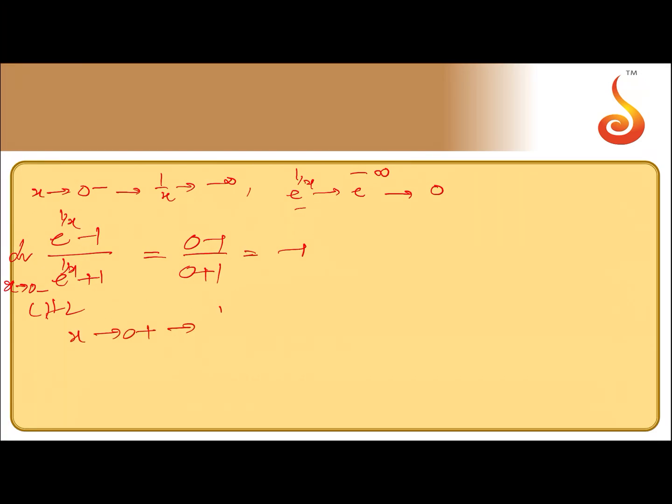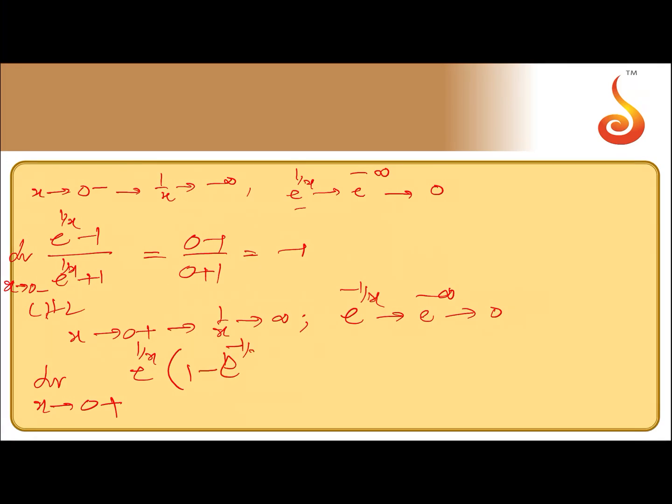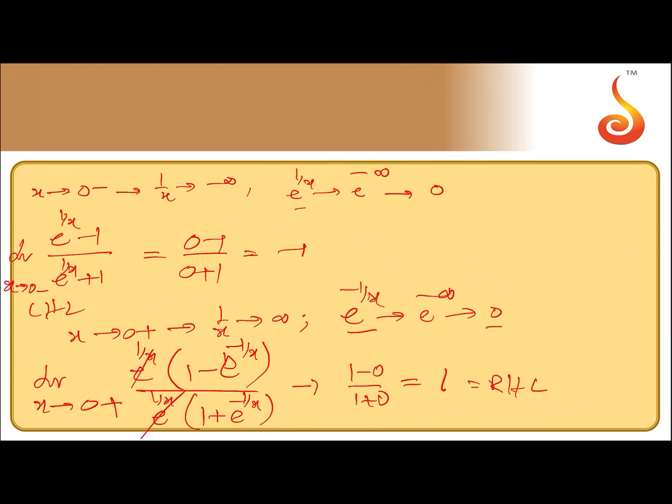Suppose x approaches 0 plus, then 1 by x approaches infinity, e power minus 1 by x approaches e power minus infinity, that will be 0. So for the given problem as x approaches 0 plus, I shall take e power 1 by x common: e power 1 by x into 1 minus e power minus 1 by x, divided by e power 1 by x into 1 plus e power minus 1 by x. So these two get cancelled and e power minus 1 by x tends to 0, and that gives you 1 minus 0 by 1 plus 0, that is equal to 1, and this is RHL.